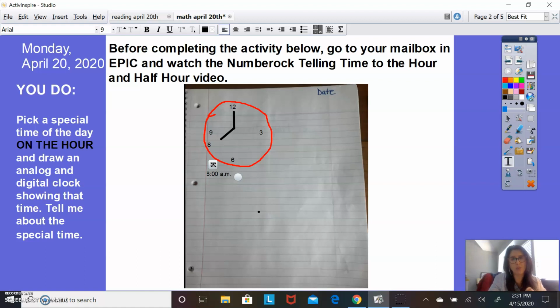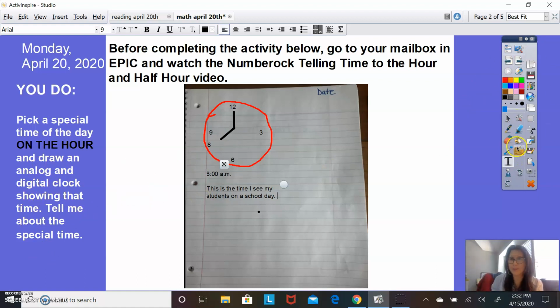And I'm going to tell you why I chose this time. This is the time I see my students on a school day. So I get to see you guys at 8 a.m. and that's why I chose that. So now remember, you're not only going to draw the analog clock showing this time, you're also going to draw the digital clock.